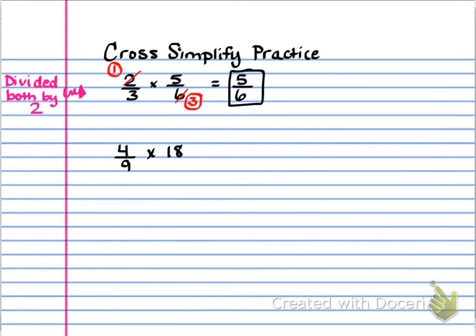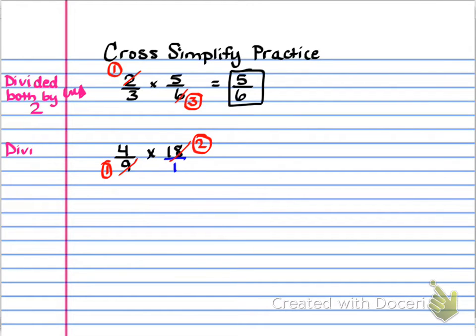Well, 18 is a whole number, so the first thing we're going to want to do is put that over 1. Then we're going to look at 4 and 1. Remember, 1 means it's already simplified as far as it can go. So if you have a 1 in your cross pairs here, there's nothing else you can do. Then we're going to look at 18 and 9.